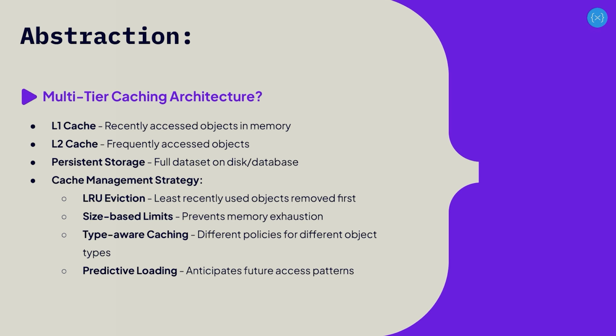The cache management strategy is an LRU eviction, so the least recently used objects are removed first. We have size-based limits to prevent memory exhaustion, type-aware caching, which allows for different policies for different object types, and predictive loading, which anticipates future access patterns.